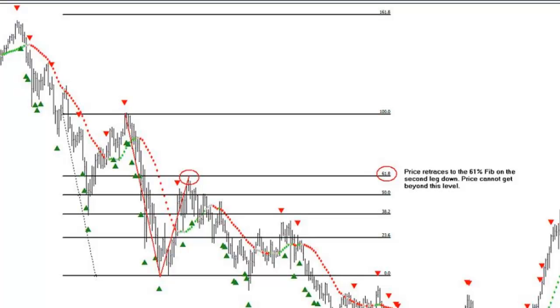So this is how the market repeats itself. It moves in cycles. We see the first leg come down, retraces halfway. The second leg comes down, we get just beyond halfway. Now price starts to move lower again.